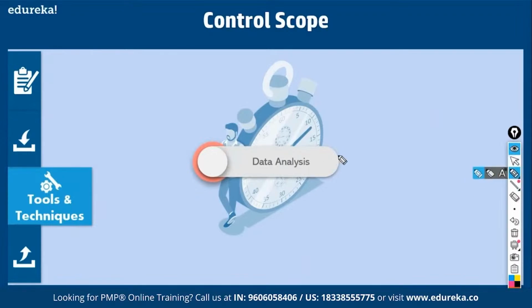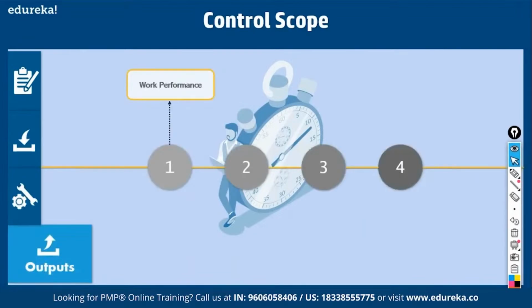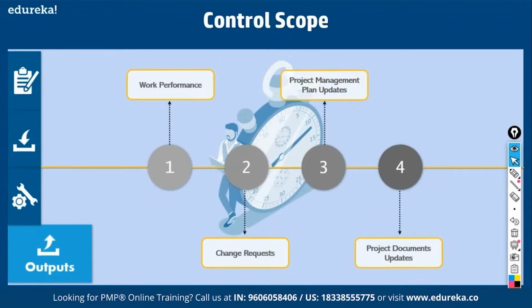So under data analysis, you have what is called variance analysis. Variance, I told you, is short-term analysis, comparing plan with actual. There is one more tool called trend analysis, which is a long-term analysis. So both these are done as part of control scope. Then what else do you get? You get work performance information and change requests. So here also you can generate change requests. Then updates to plan and updates to documents. Okay, this is about control scope.